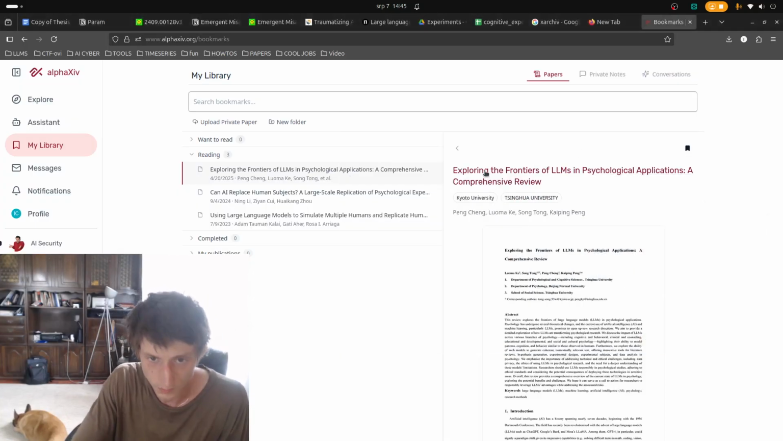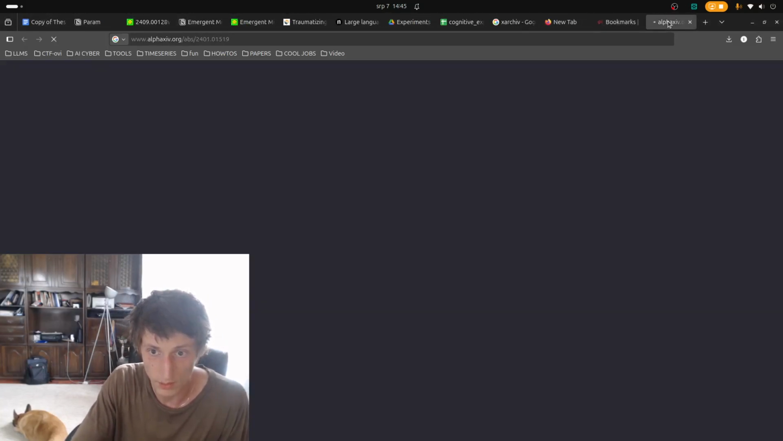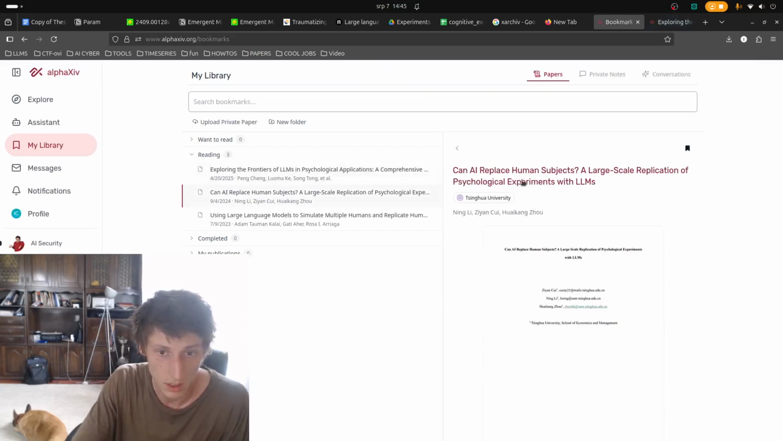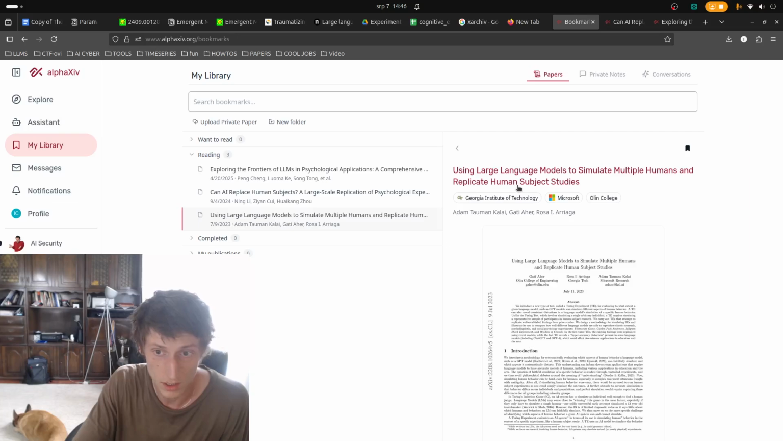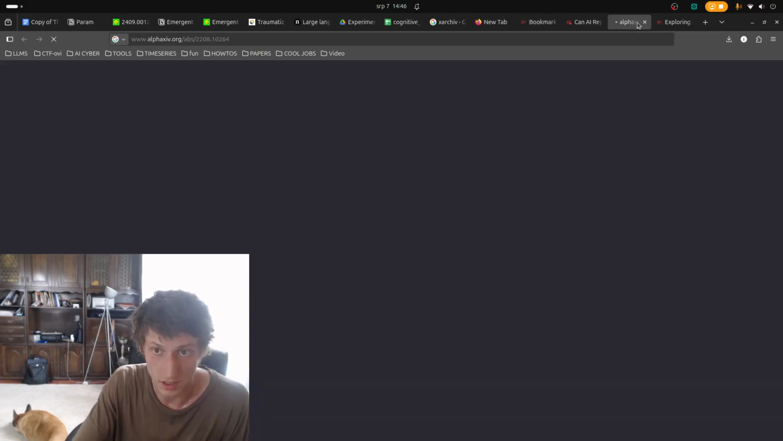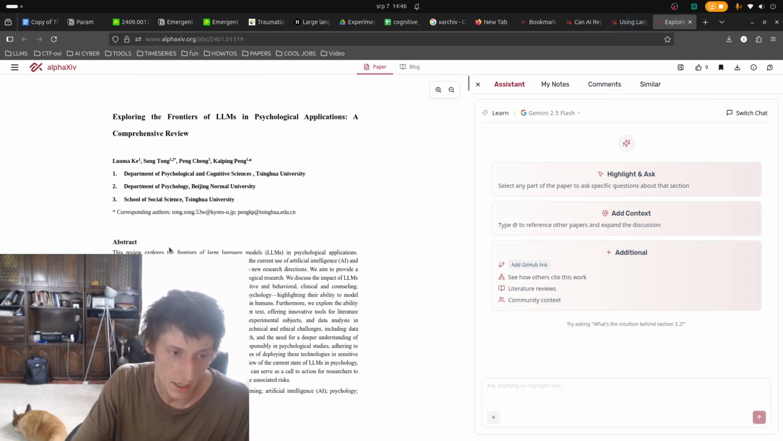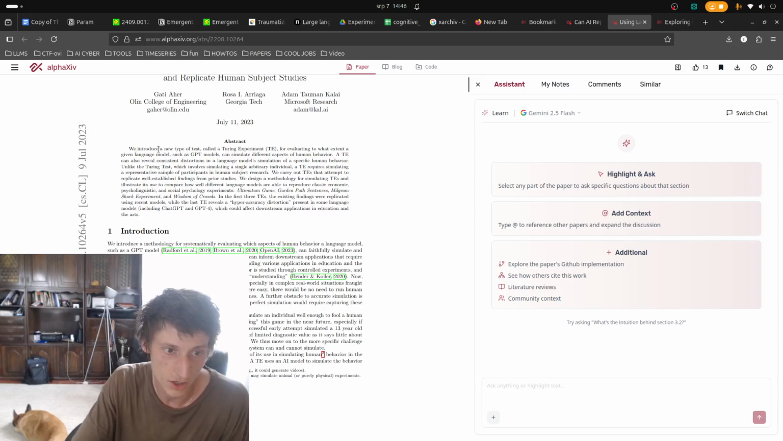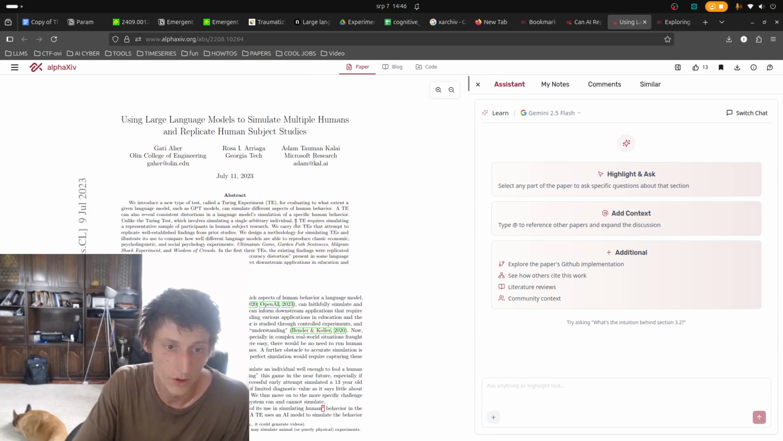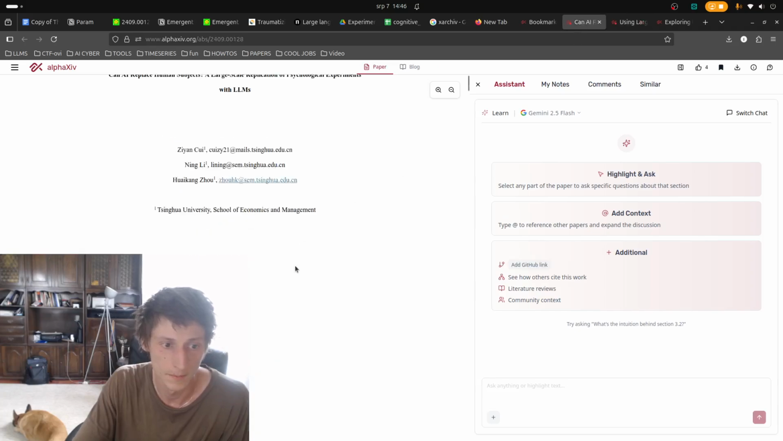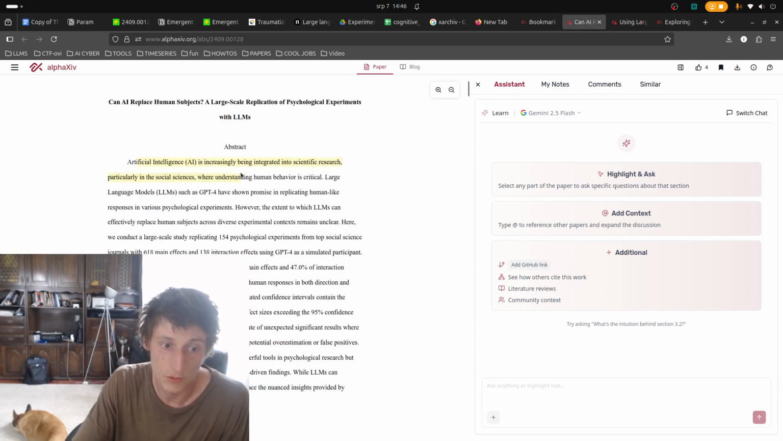So, exploring the frontiers of LLMs in psychological applications: can AI replace human subjects in human subject studies? The main abstract is, we found that GPT-4 successfully replicates 76% of the main effects and 46.7% of interaction effects observed in the original studies, closely mirroring human responses in both direction and significance.